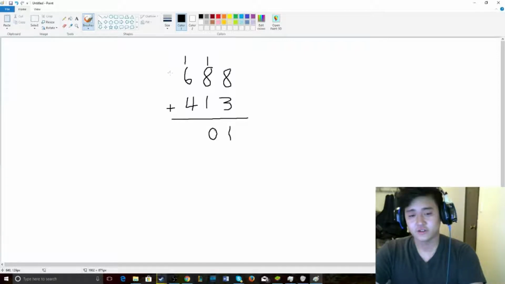Because this is the leftmost area, we'll just be doing 1 plus 6 plus 4, that's 11. We'll bring the 1 down here, and then we'll bring a 1 up here, and then we can bring that straight down because there's nothing else here to add the 1 to. So here we would get 1,101.